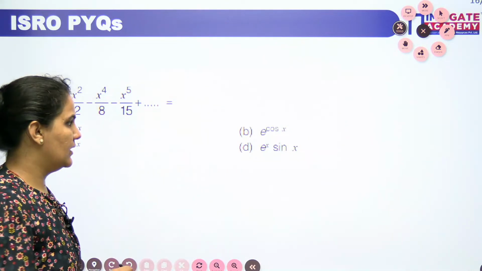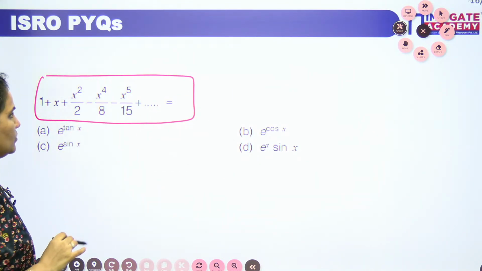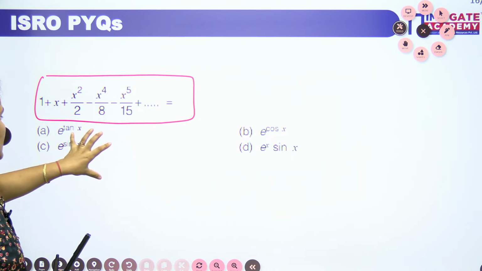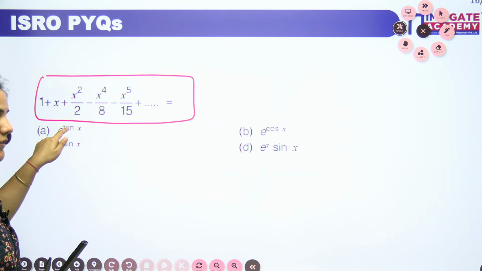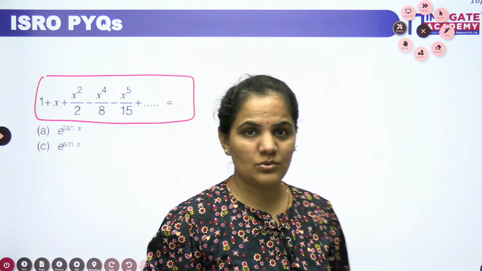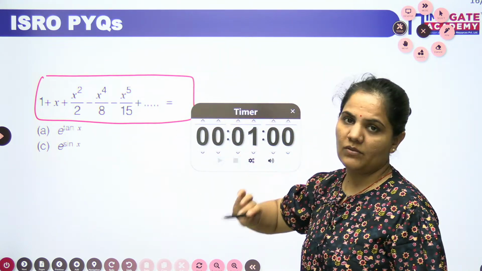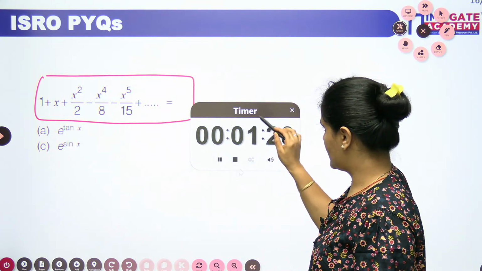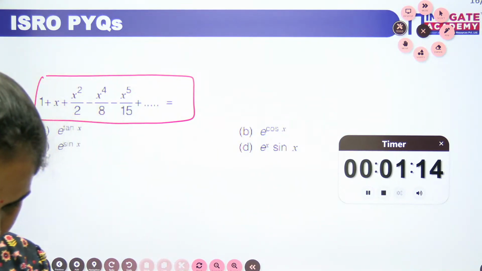Okay, so now a basic question from the Taylor series. It is given to us: 1 plus x square by 2 minus x4 by 8 minus x5 by 15 and so on. This series is given to me, and it is asking which option satisfies this series. Is it the series of e to the power 10x, e to the power sin x, e to the power cos x, or e to the power x into sin x? We need to check here by options, and you can approach the options smartly in this case.